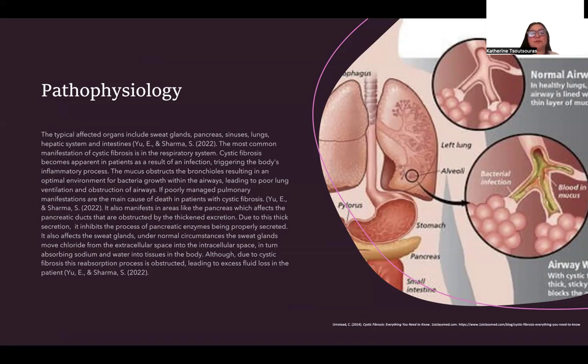It also manifests in areas like the pancreas, which affects the pancreatic ducts that are obstructed by the thickened secretion. Due to this secretion, it inhibits the process of pancreatic enzymes being properly secreted in the body. It also affects the sweat glands. Under normal circumstances, the sweat glands move chloride from the extracellular space into the intracellular space, in turn, absorbing sodium and water into the tissues of the body. However, due to cystic fibrosis, this reabsorption process is obstructed, leading to excess fluid loss in the patient.